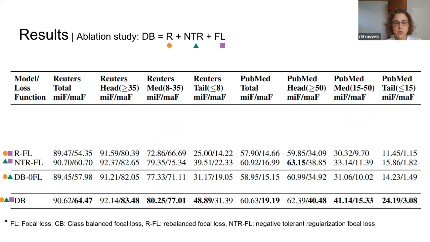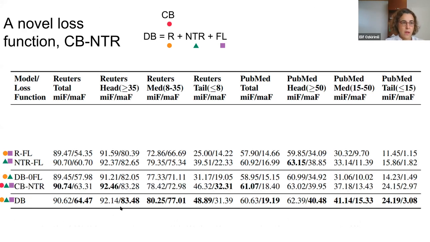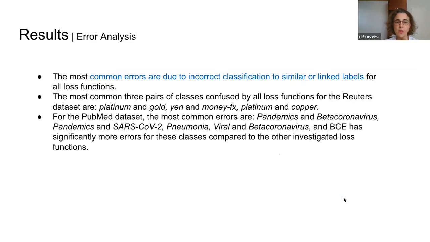Right. So we also did an ablation study to understand the impact of having rebalancing, having negative tolerant regularization, or having focal loss. And in all cases, it was clear that all of the three layers were necessary for high performance of DB. And we also introduced another novel loss function, class balanced loss function with CB plus NTR plus focal loss. So the three layers. And again, CB and NTR were either number one or number two in all cases, showing that these three layers were really significantly improving tail performance. The most common errors were due to incorrect classification to similar or linked labels for all loss functions.